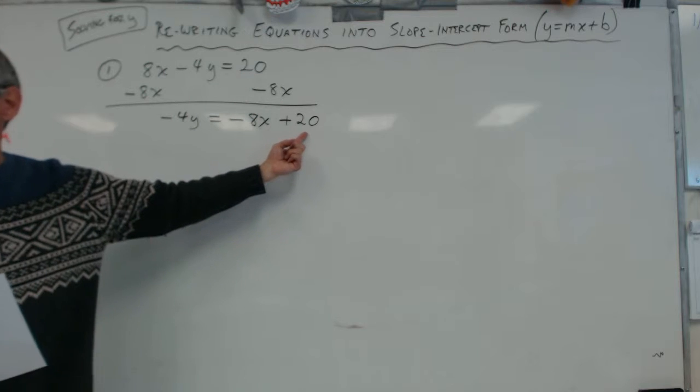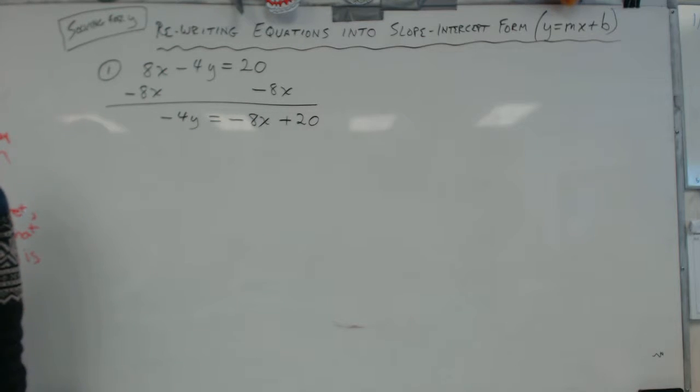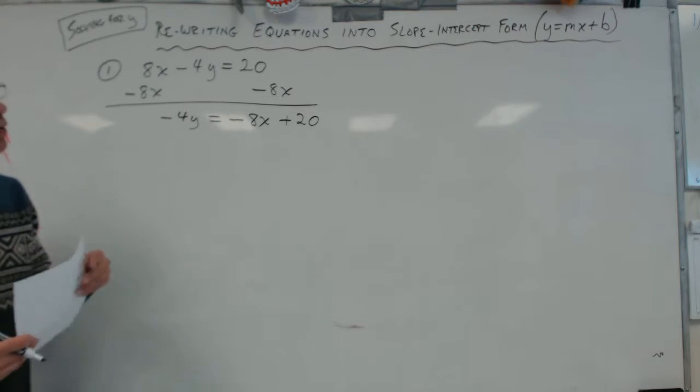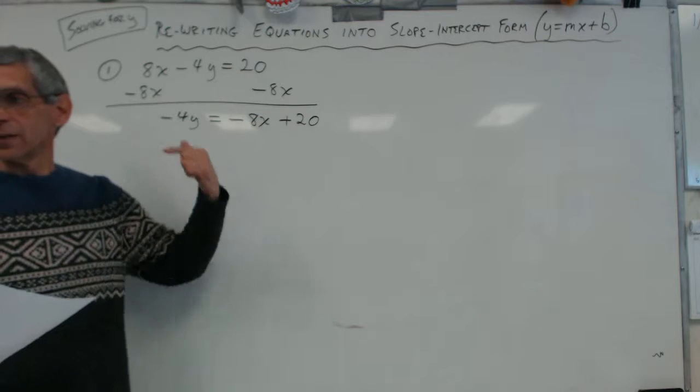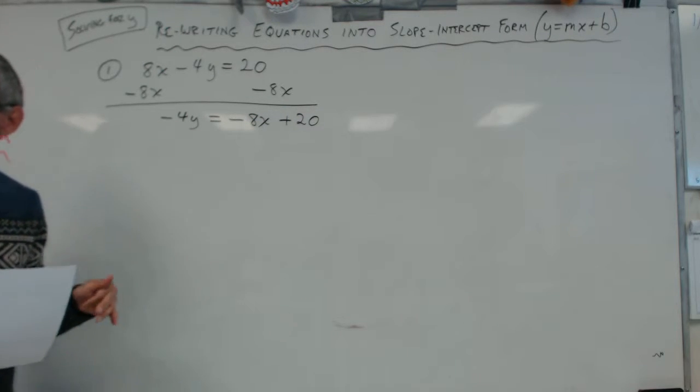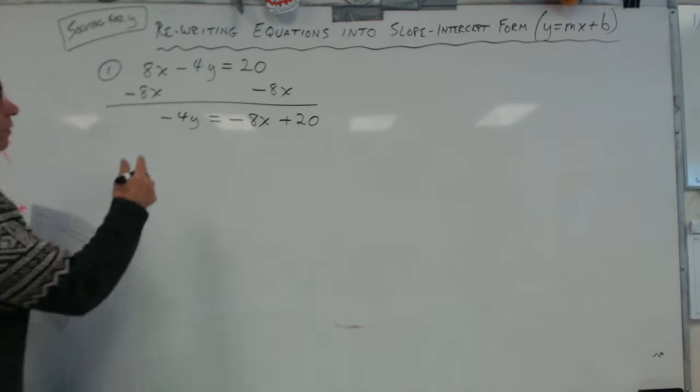But why wouldn't you add 4y to both sides? Because then you just have 8x equals 20. I want my y on the left side. Oh, you're solving for y. I thought we were solving for x. I'm solving for y. Okay, I get it.